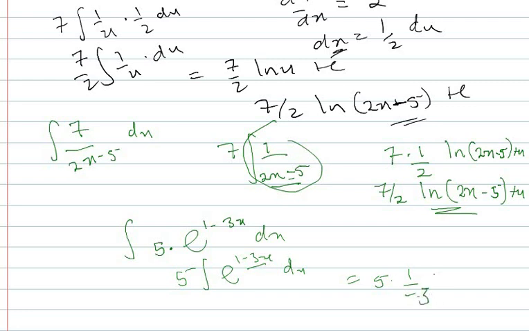Then take the integral of this. The integral of exponential 1 minus 3x, e to the 1 minus 3x, is just the same. So we can say e to the 1 minus 3x. So the final answer will be 5 over minus 3, then exponential of 1 minus 3x. Don't forget to add c.